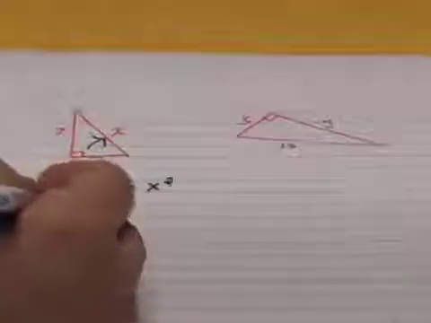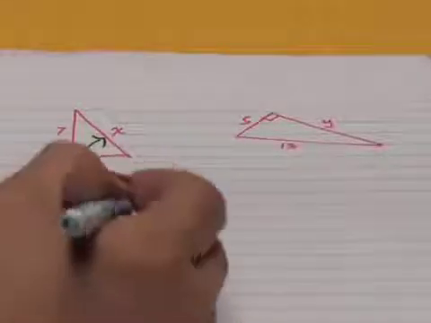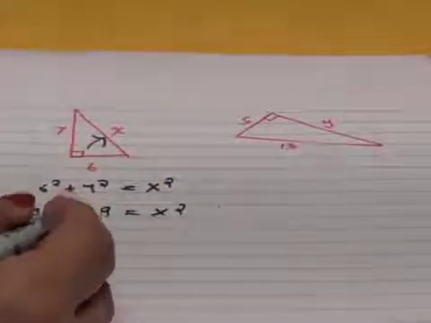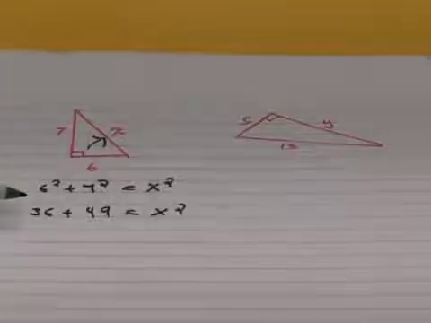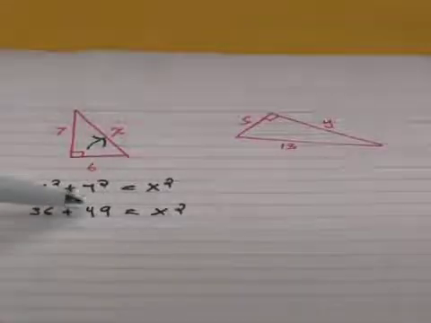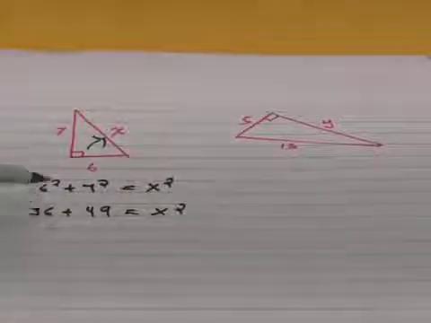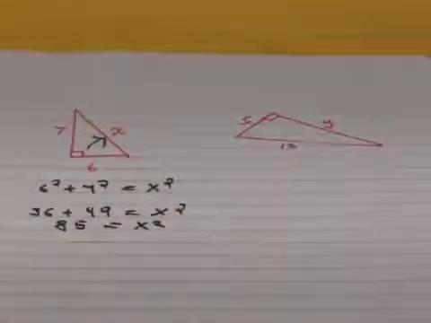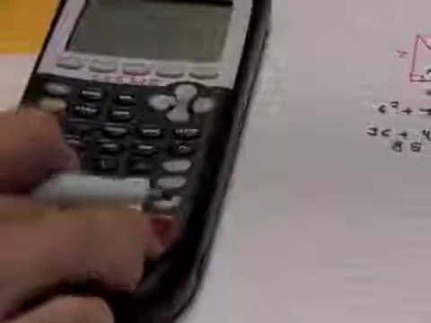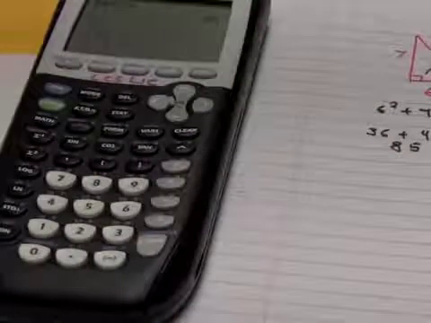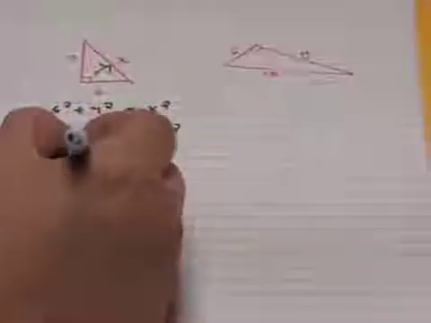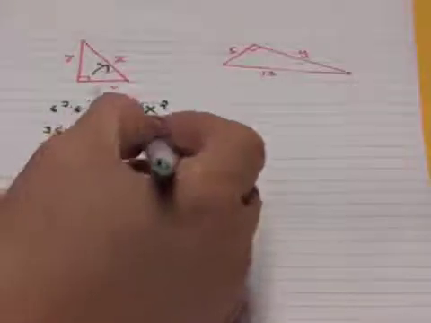We know that 6 squared is 36 and 7 squared is 49. And that equals x squared. And we have to add these together, and we can do it in our heads. 30 and 40 is 70, and 9 and 6 is 15. So we get 85 equals x squared. Or you can use your calculator: 36 plus 49 is 85. Now in order to solve for x, we have to take the square root of both sides. So the square root of 85 equals x.